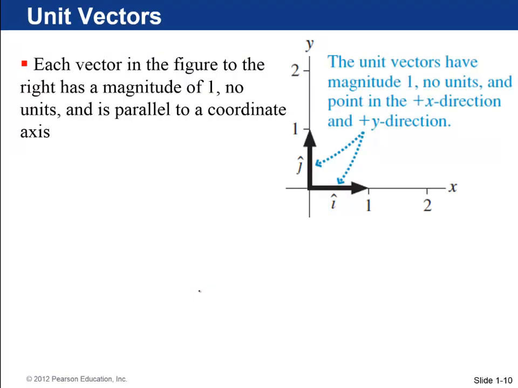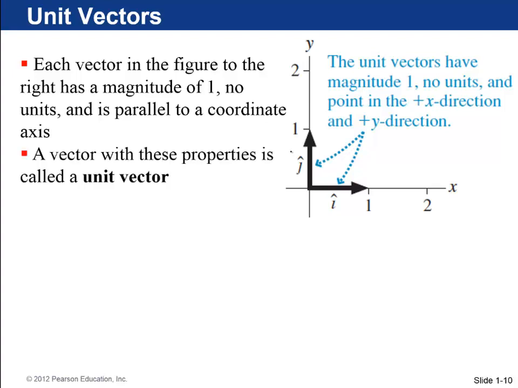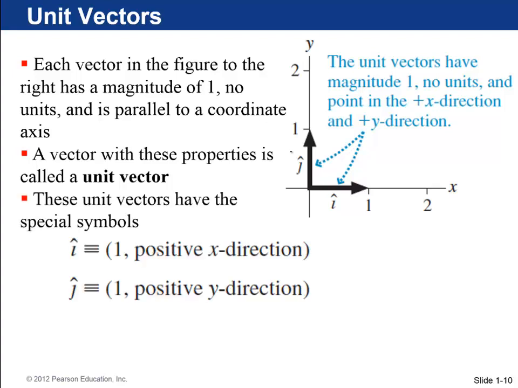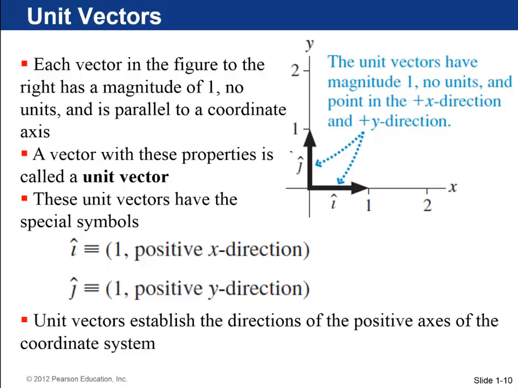So lastly, on this vector math section, I want to talk about unit vectors. So these are specified by a little hat. I hat and j hat are the unit vectors in the x and y directions. All they are is just a vector of length 1 pointing along the x-axis or along the y-axis. And this is just a nice way of converting components, writing components to sum up and form actual vectors. You just multiply the x component times I hat plus the y component times j hat, and you get a vector. Unit vectors just establish the directions of the positive axes of the coordinate system.